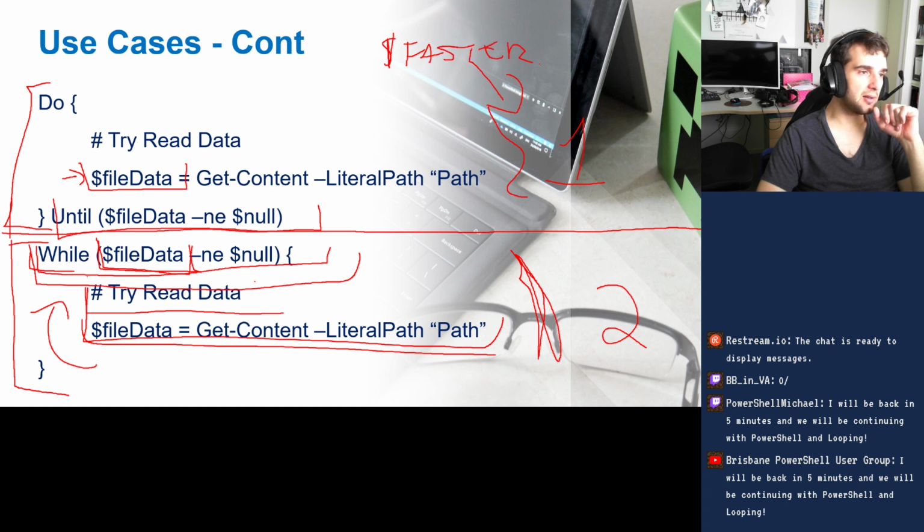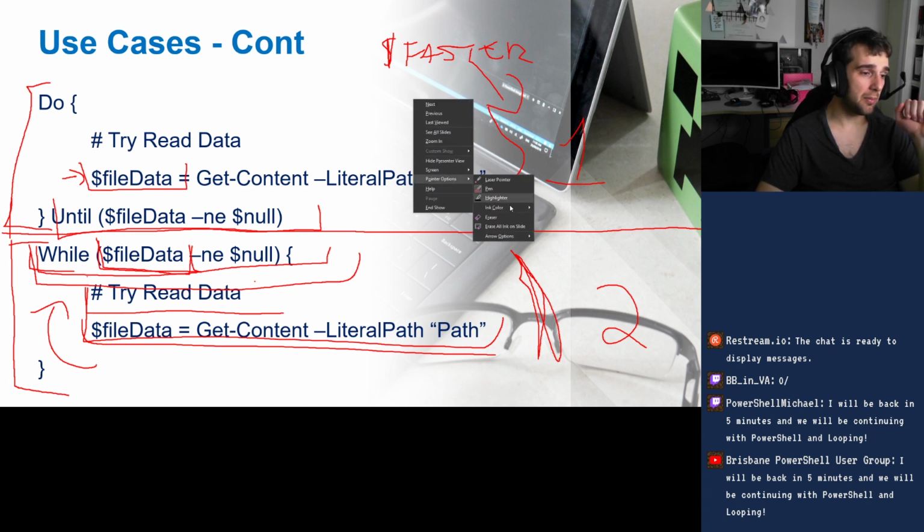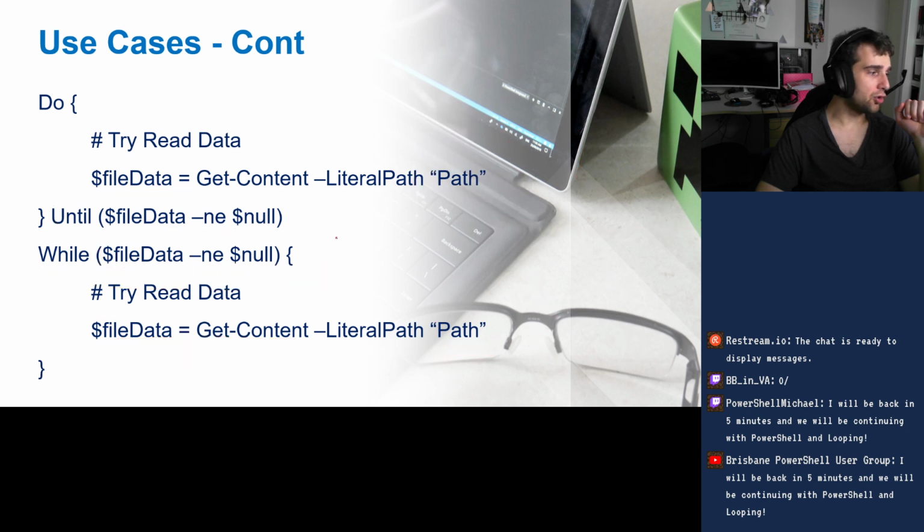So this instance is actually, in somewhat, faster and easier. This instance is easier to understand because the file data needs to be loaded. So essentially we're going to load the file data, and then we're going to test if it exists, versus does the file data exist? Well, we know it doesn't exist, so then enter the loop.